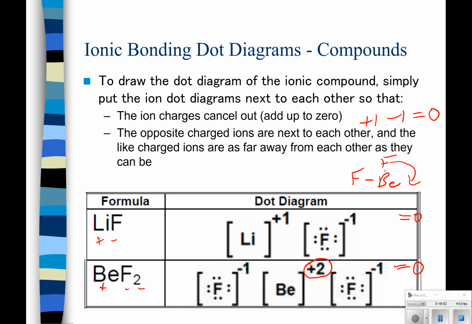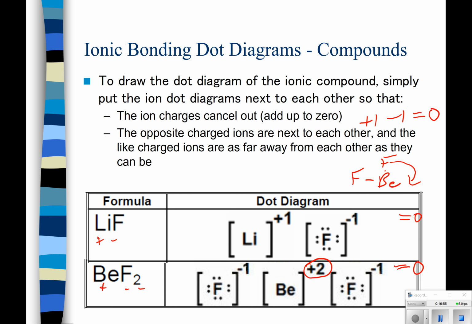Now we'll get into some more different types of bonding in our next lesson. And for now, we'll focus on ionic bonding, and remember that this is determined by determining the electronegativity difference between competing atoms that are involved in a chemical bond.